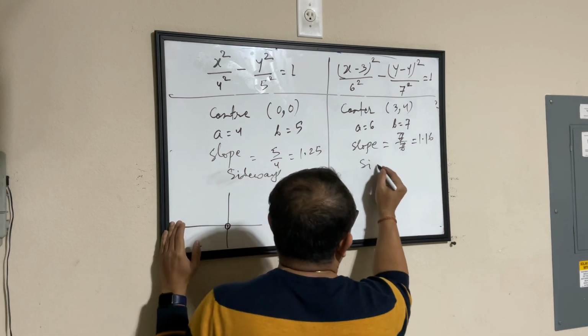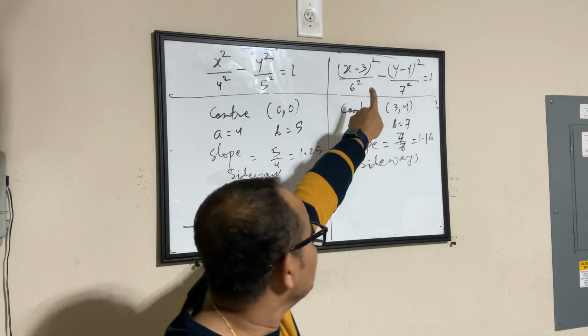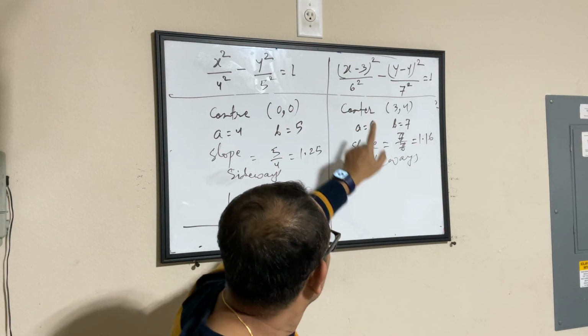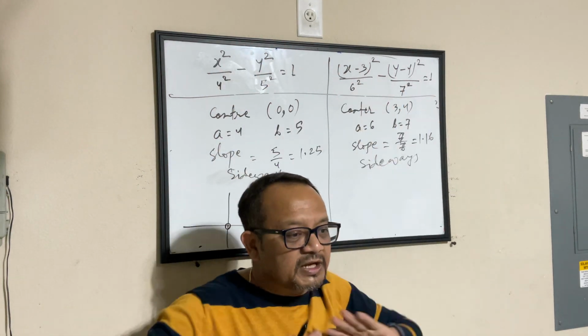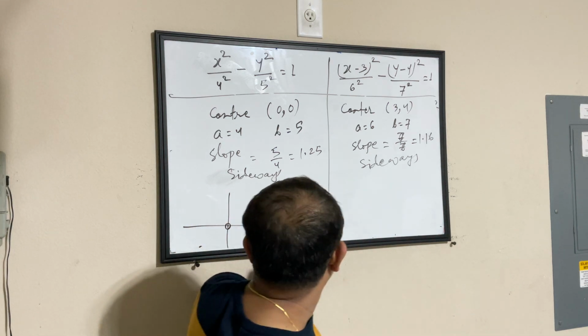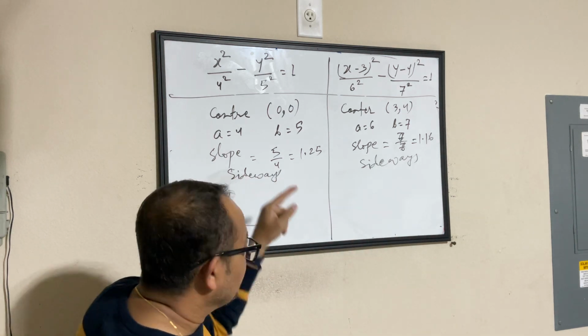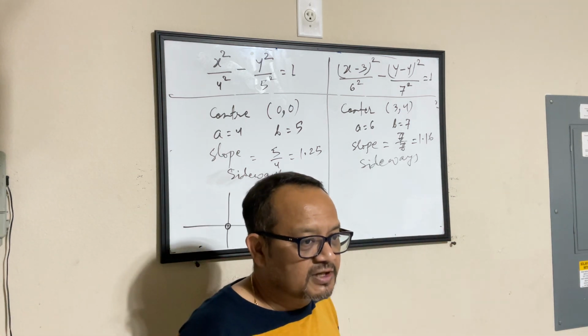This is also facing sideways, right? Why? Because my x term is positive. So just by looking at the equation, without dealing with any mathematical jargon, we have found which way it is facing. Now, let me plot these two and then I'll let you guys go.